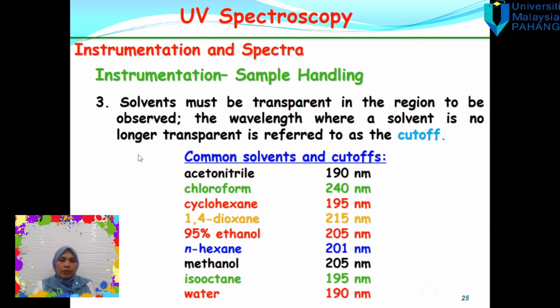Next, when we use a solvent, it has a solvent cutoff. That's why we set a region before we run our sample, because we want to cut off the common solvent wavelength. Normally we set between 200 and above, because we want to cut off acetonitrile and water. If we use methanol, we have to cut off; we set our instrument between 210 and above. Why do we need to know the cutoff of common solvents? Because we don't want the absorption from the solvent to interfere with our data from the sample.